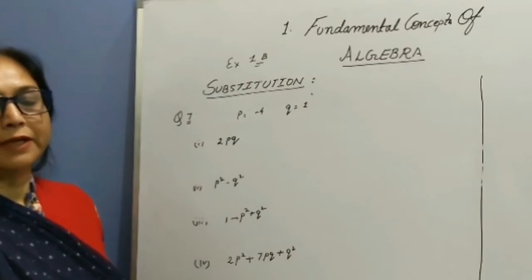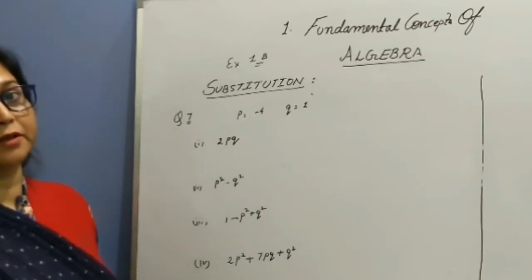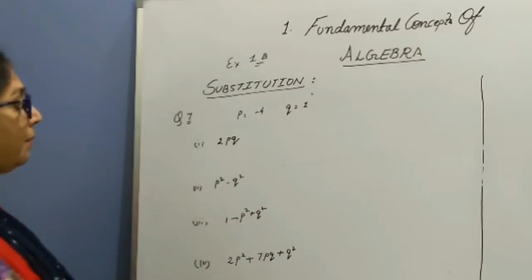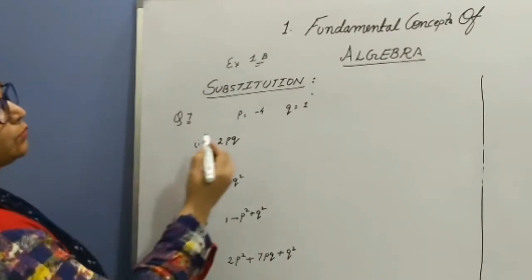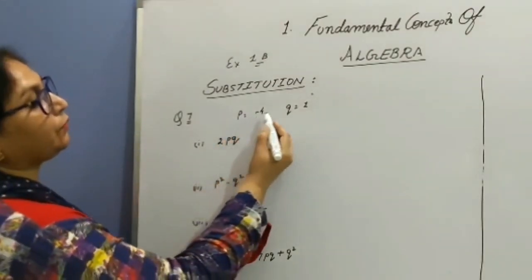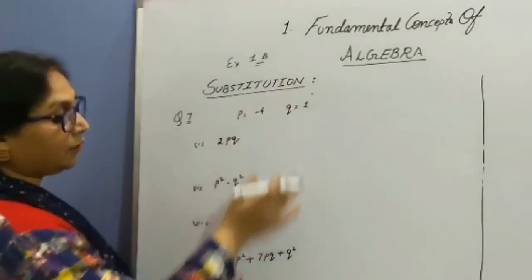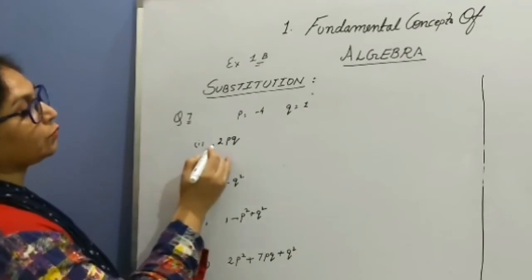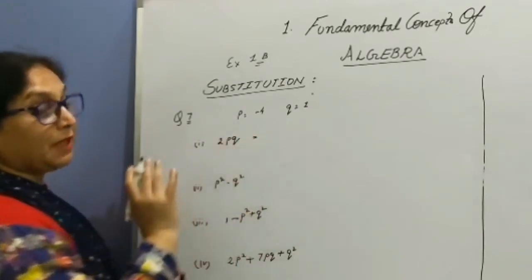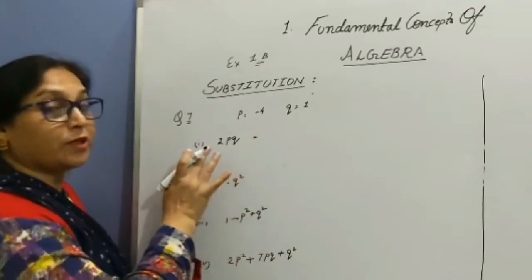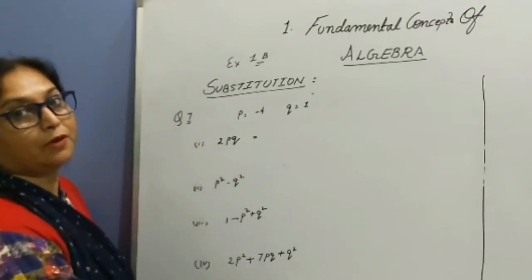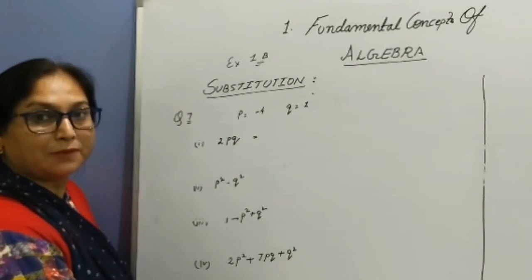Students, till now you have done the sums in which you have only one literal. Now let us deal with the sums in which you have more than one literal. For example, question number 7. Substitute the value of p equals to minus 4, q equals to 1 in the following expression and find the value of the expressions. Question number 1 is 2pq. Be very attentive while substituting the value in it and be fully focused while doing these sums, because very often mistakes come in such questions.